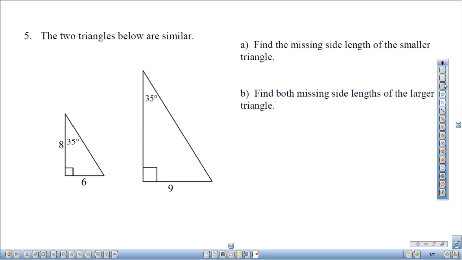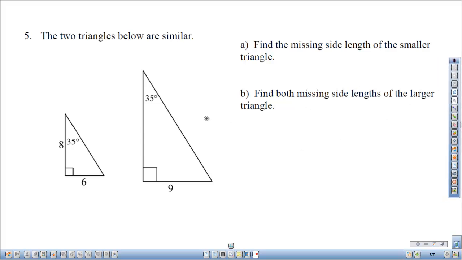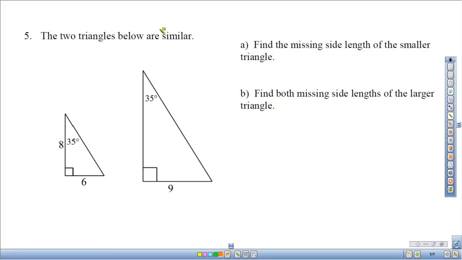All right, here is problem number 5. They give us 2 triangles and they do something very generous to us. They tell us that the 2 triangles are similar. They probably didn't need to tell us that because hopefully you remember the angle-angle similarity postulate from our last unit. If 2 triangles have 2 pairs of congruent angles, they're similar. We can see these both have a 90-degree angle and they both have a 35-degree angle. So we should know that they're similar.